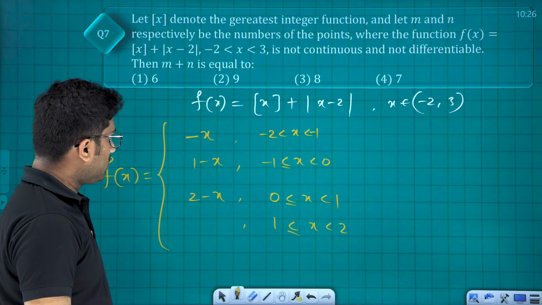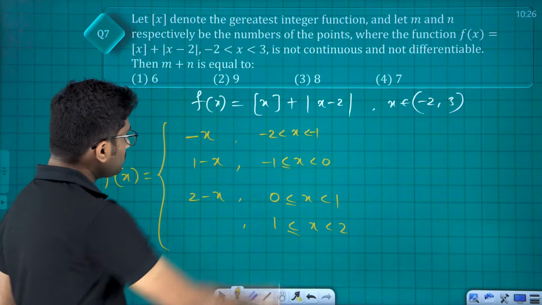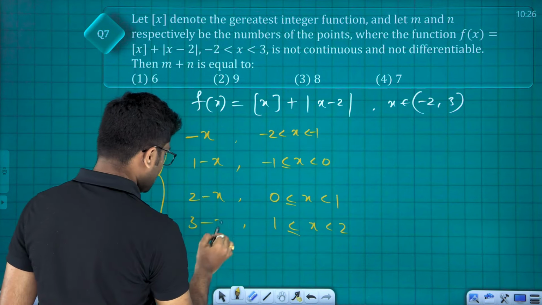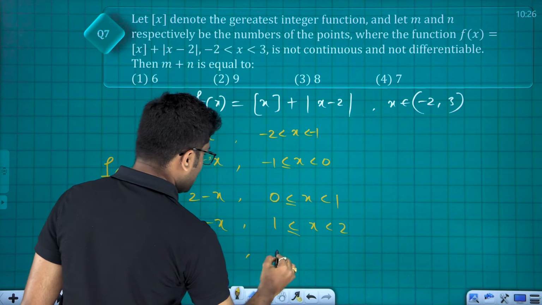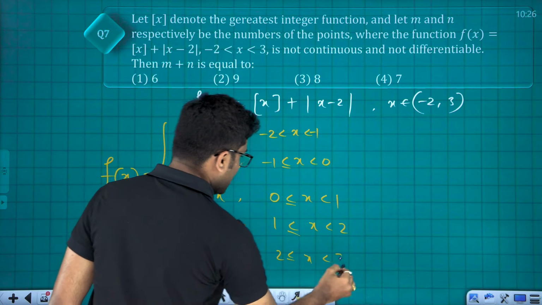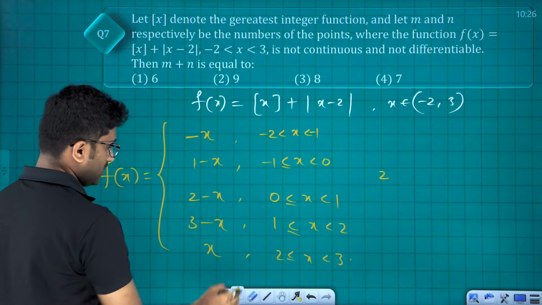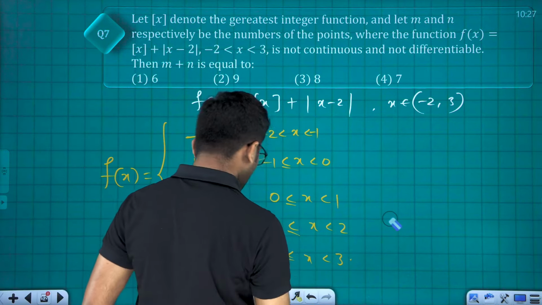Now if this step x is 1, plus 2 minus x again, which is 3 minus x. And last is 2 less than or equals to x less than 3. This will be 2 plus x minus 2, which is only plus x. Okay. So this is the function, friends.